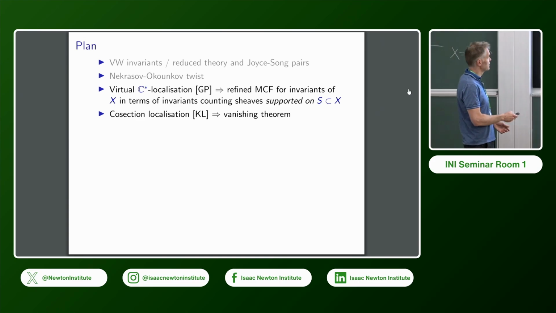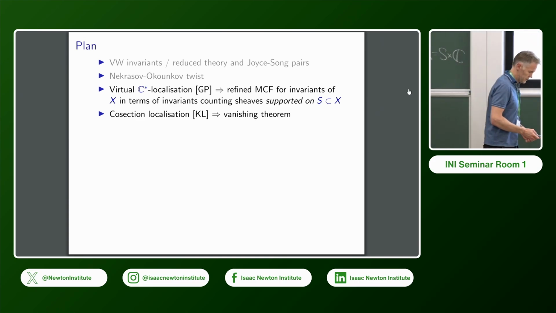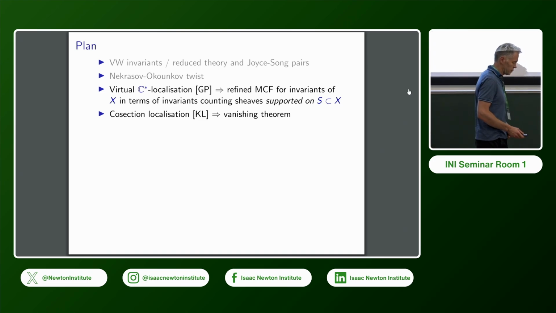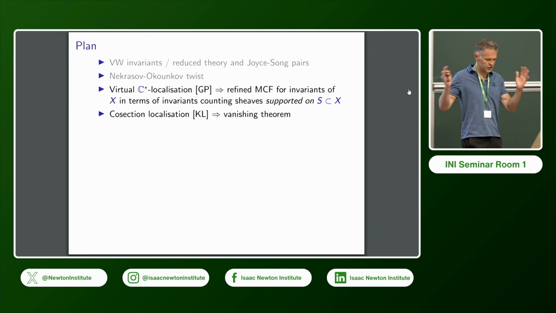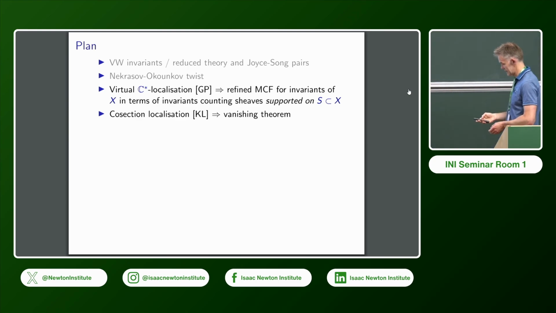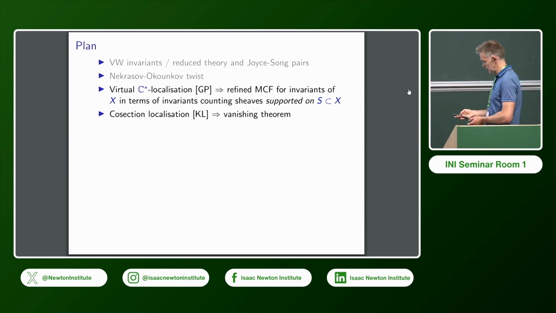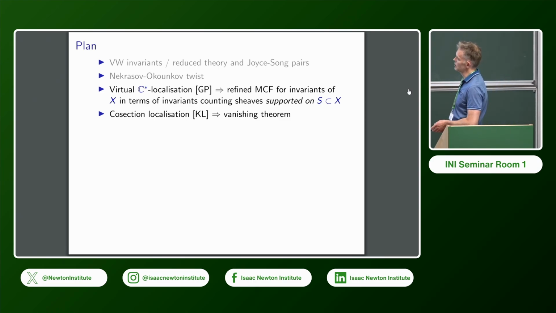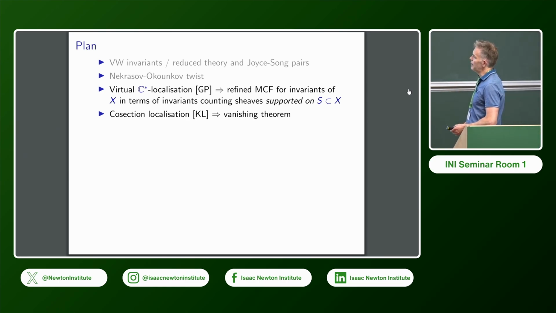So sorry, that's the first acronym. You get this multiple cover formula, which tells you how the counting of these thickened sheaves relates to the counting of the thin sheaves just supported on S. And it's a 1 over D squared multiple cover formula, as I'll explain. And then cosection localization, which I'll also explain, due to Kiem and Li, I think Kiem's here, shows that nothing else contributes.